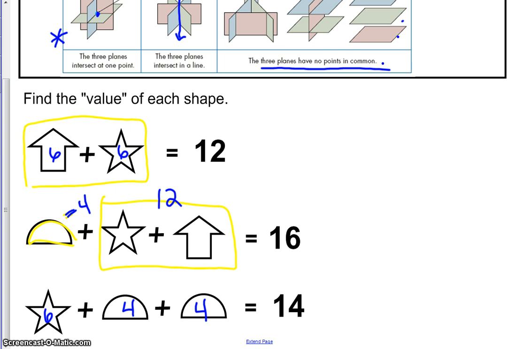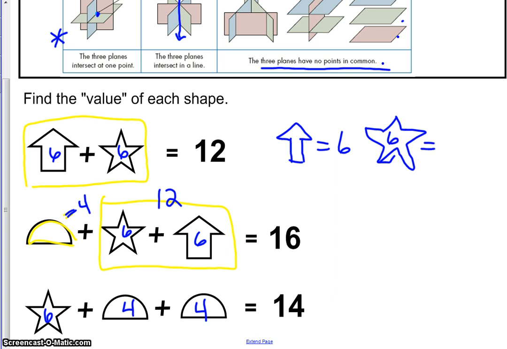Now, I don't like that because usually we have a different picture if it's a different number, but it's okay that these are both the same. So the solution here is that my arrow equaled 6, my star, and I'm terrible at drawing stars, oh, you're going to see that now, aren't you, equaled 6, and then my semicircle equaled 4.